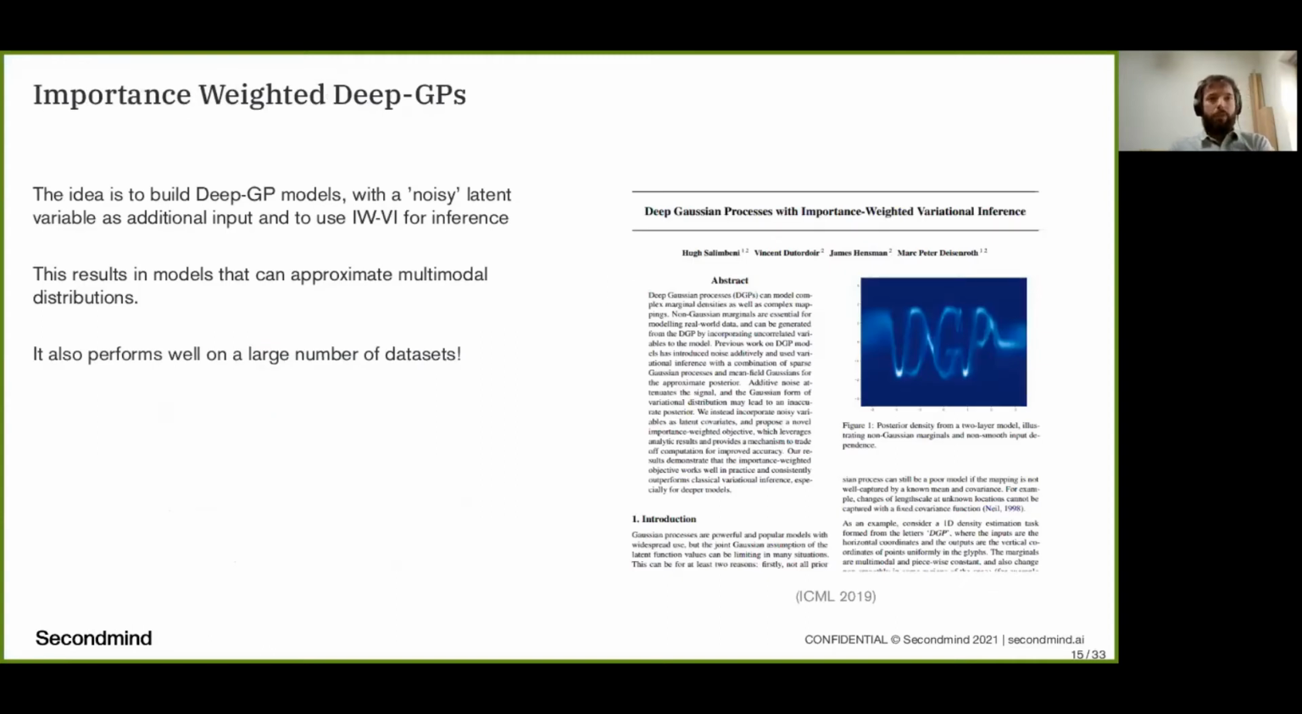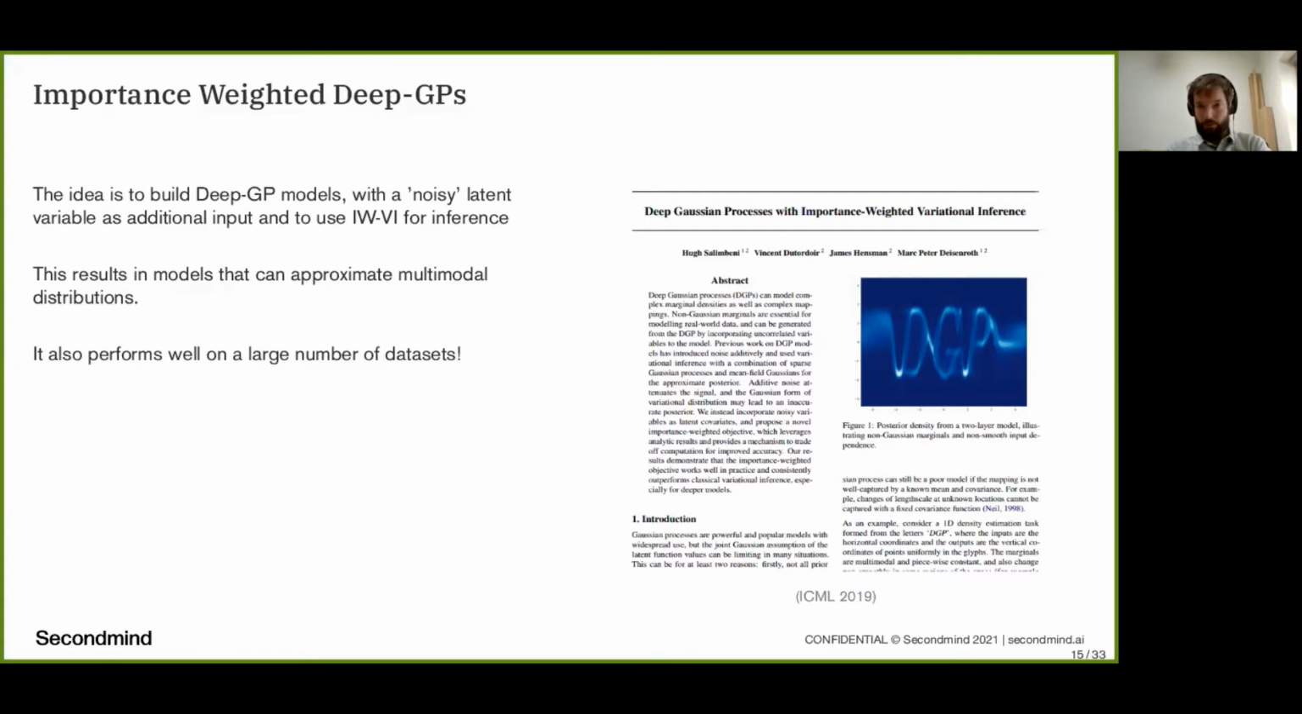So the importance-weighted deep GP, the idea is to have a deep GP model, but with an extra latent variable, like an extra input that is something that is noisy, and to use importance-weighted variational inference in order to learn this model and the value of the noisy latent variables. So this results in a model that can approximate multimodal distribution.